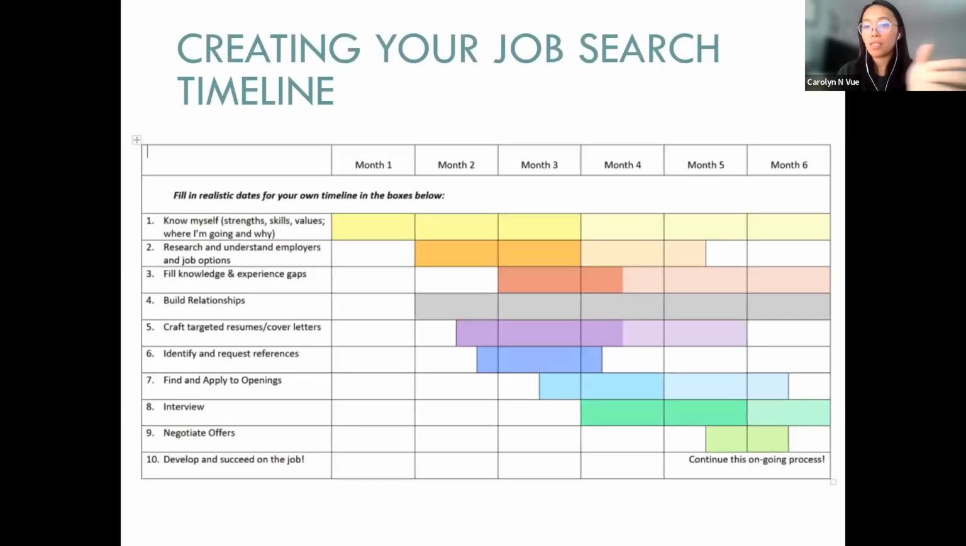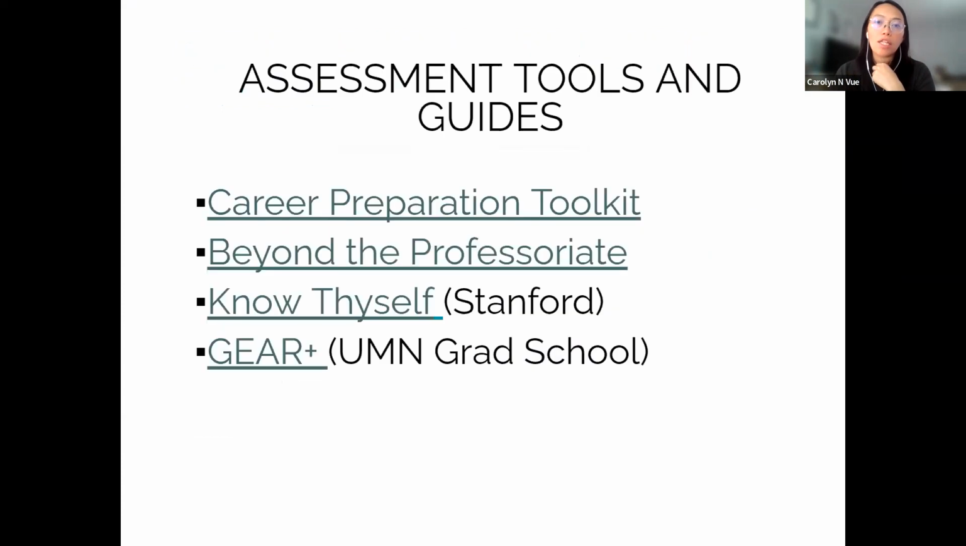All right. Okay, and then these last pages are just a couple of resources that I'll go through pretty quickly. This is a document on Canvas that can support you through creating a timeline for your job search. This one here has a couple of assessment tools and guides that can be helpful. I talked about Know Thyself, that's from Stanford. We also have Beyond the Professorate, and then all of the Canvas modules have career preparation toolkits through, I think, UCLA.